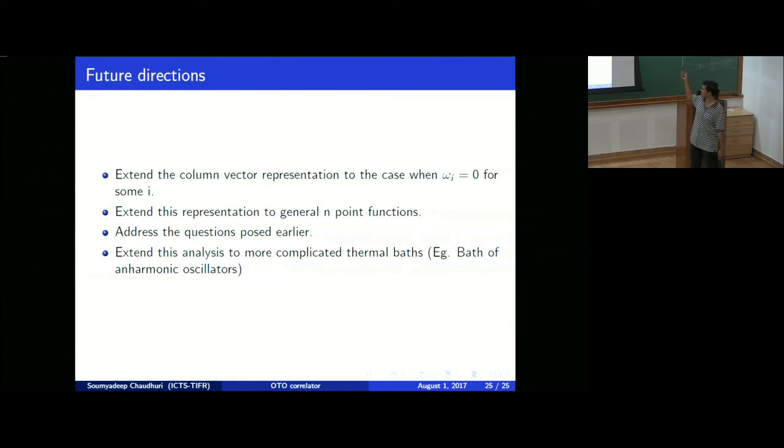This column vector representation should be extended to the case omega equal to 0, to calculate the influence functional when the coupling to the thermal bath is quadratic or higher power. One should also extend this representation to general endpoint functions if one wants to calculate up to arbitrary order in perturbation theory, and address the questions that I posed at the beginning, the motivation for studying this influence functional, and extend this analysis to more complicated thermal baths, which for instance are a bath of anharmonic oscillators. Yeah, thank you.